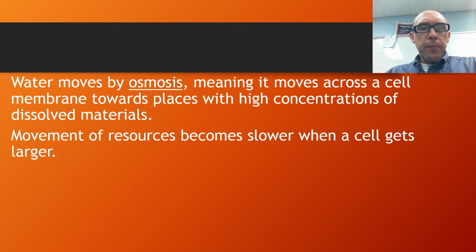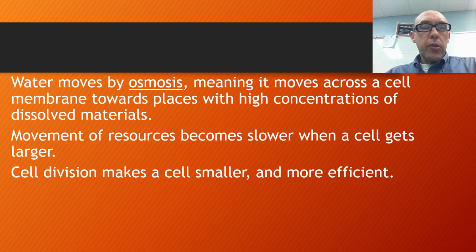Now, movement of resources gets slower as a cell gets larger because there's just more distance to travel. So it gets tougher and tougher to move from one end of a cell to the middle. So cell division makes a cell smaller, and because it's smaller, that movement of material becomes more efficient. So that's the piece regarding growth. If the cells are smaller and more efficient, then as a multicellular organism, you get larger by having smaller, efficient cells.